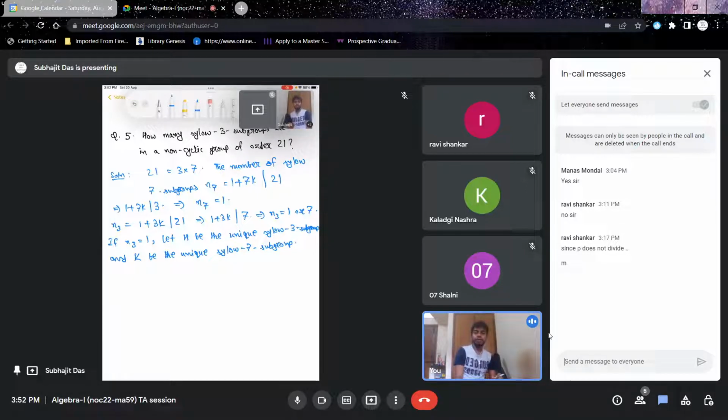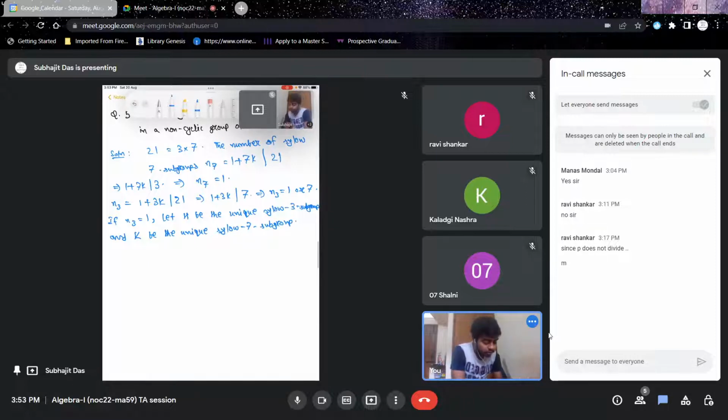Because since there is exactly one Sylow 7 subgroup, any gKg inverse, which will have the same order as K, must also be a Sylow 7 subgroup, and since there is exactly one, K has to be its own conjugate for every g. Similarly, H has to be its own conjugate for every g, from which we get that both H and K are normal in G. So now HK is equal to KH, that we know because H is normal or K is normal, therefore HK has to be equal to KH, and the order of HK.